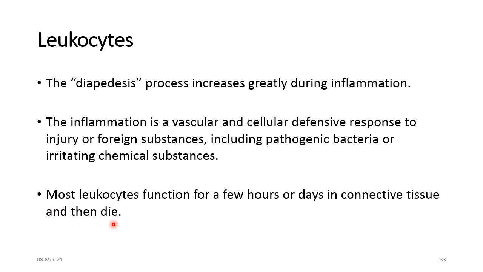by process of apoptosis. برضو الأبوبتوزيس هو نوع من أنواع programmed cell death، هيناقشوا عليكم في الباثولوجي. most leukocytes function for a few hours days in the connective tissue and then die. الكلام ده بيحصل مع الانفلاميشن بس، معناه هما they are not permanent residents. neutrophils, eosinophils they are not permanent residents in the connective tissue.